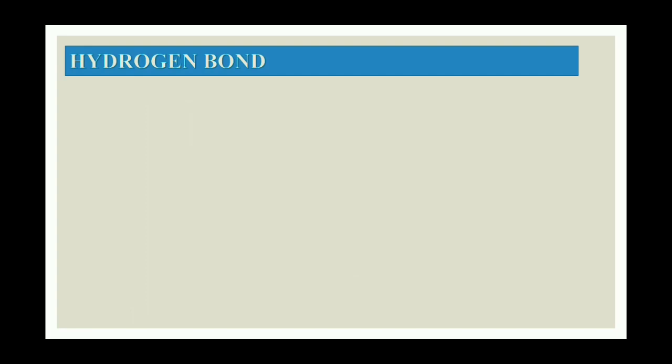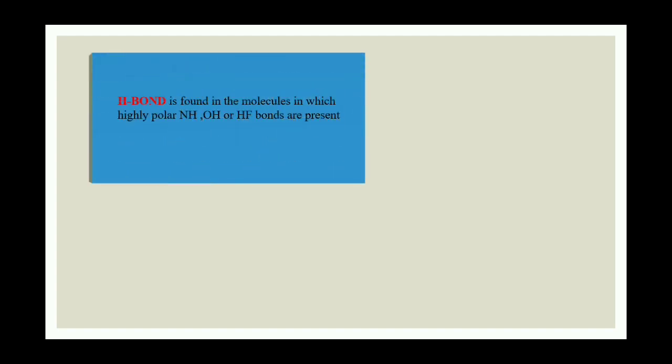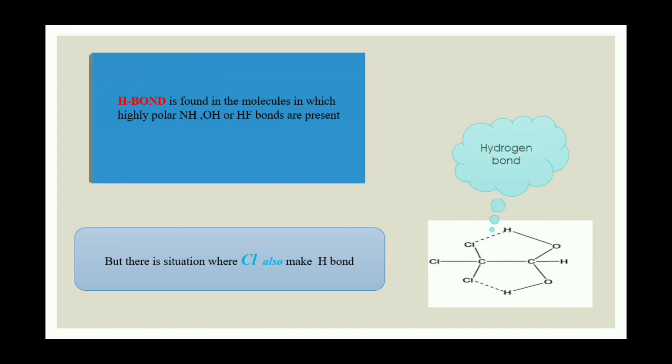The other kind of interaction, and the last one, is hydrogen bond. The bond formed between hydrogen of one molecule and an electronegative element of another molecule, that is what we call a hydrogen bond. But will all electronegative elements form hydrogen bonds? No. Only fluorine, oxygen and nitrogen will form hydrogen bonds. As per NCERT, they have mentioned clearly it is a special case of dipole-dipole interaction. Hydrogen bond is found in molecules in which highly polar NH, OH or HF bonds are present. But you should know that sometimes Cl also makes a hydrogen bond. For example, in chloral hydrate, you can see the hydrogen bond.